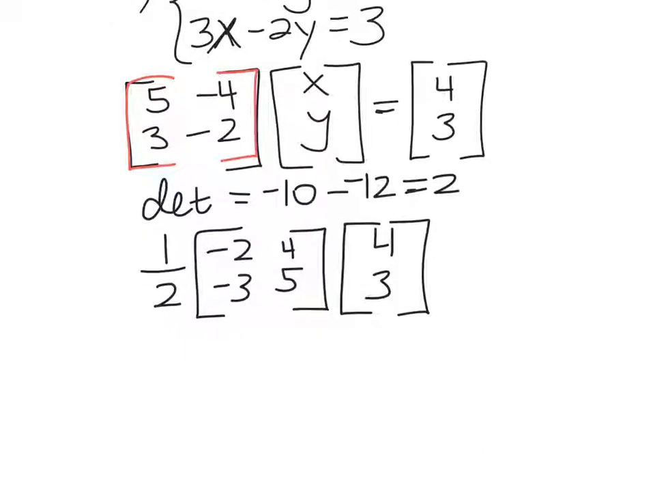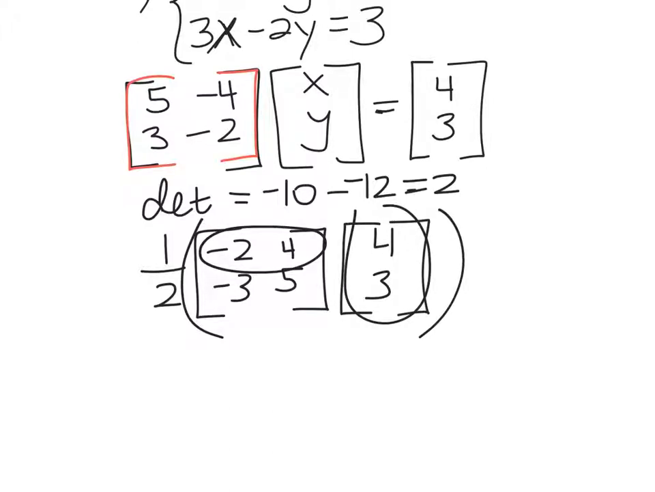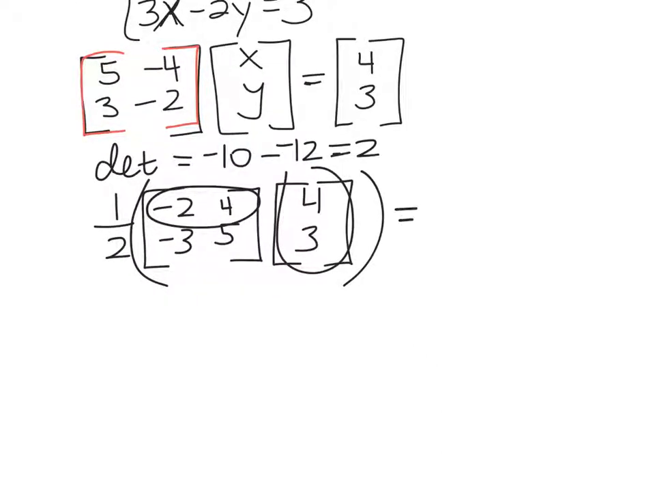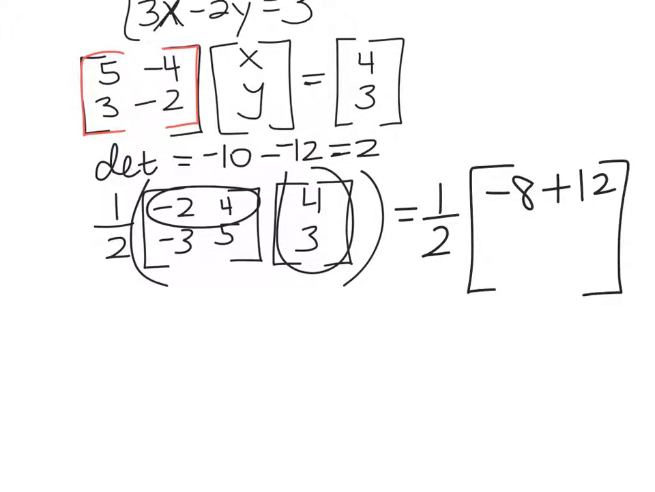If you can do that, that's great. That's actually not the hard part. The hard part's coming up, the multiplying part. So we're going to go across and down. And I'm going to leave the 1/2 out there because I don't want to deal with fractions. So I get -8 plus 12. And then this one right here, -12 plus 15.